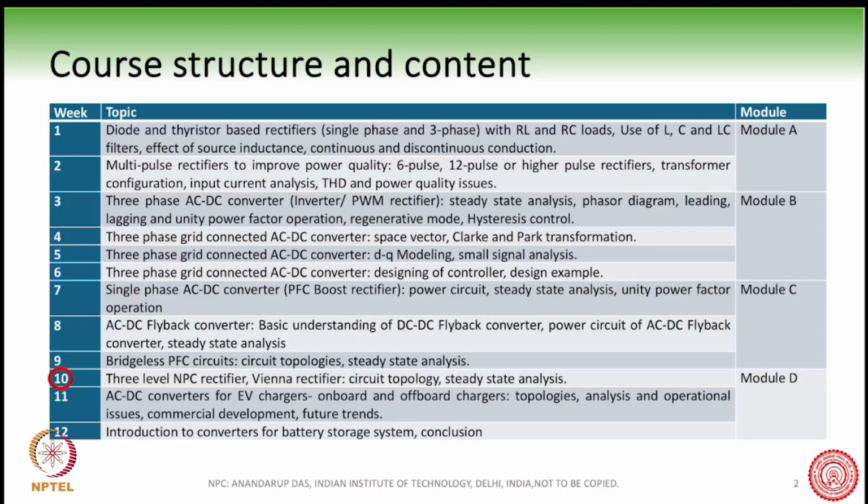In the course structure, we are now in week 10. In this week, we are going to talk about two types of rectifiers which are typically used in three-phase applications for higher powers. One is the NPC neutral point clamped rectifier, which we will talk about today. And subsequently, we will talk about the VNR rectifier.